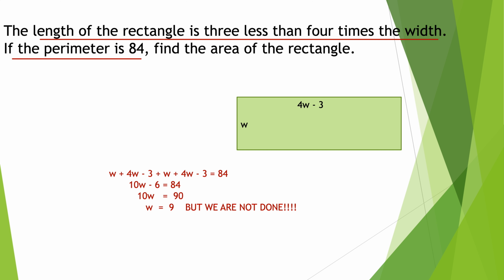But the truth of the matter is we are not done because it wants us to, as it says specifically here, find the area. So if the width is 9, the length is 4 times 9, which is 36, minus 3 is 33. To find the area, it's length times width, so it's going to be 33 times 9, which is 297.